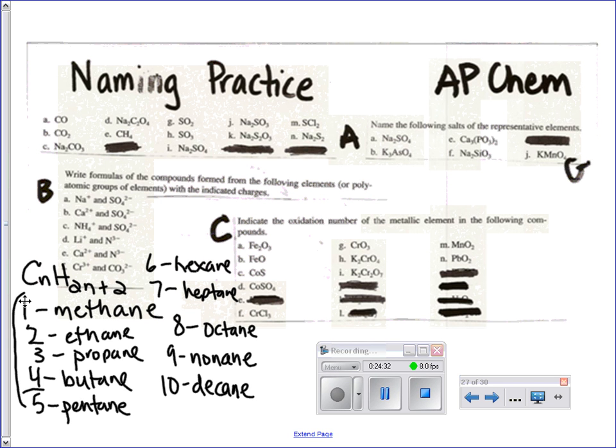So it's ionic, right? It's got a metal. So you know that metal is Na, sodium. And then SO4 minus 2 is a polyatomic, sulfate. So what's that called? Yep, sodium sulfate. Zach.